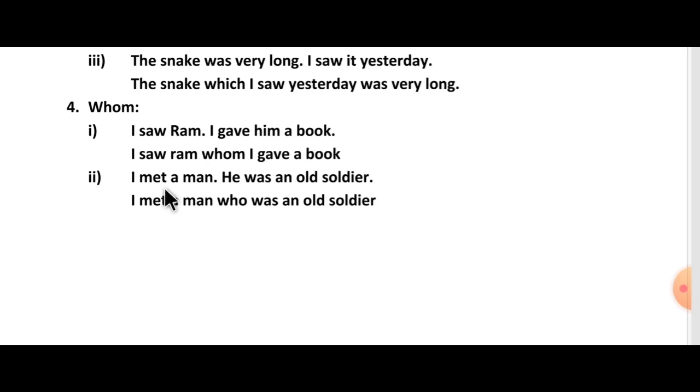And the second sentence: I met a man. He was an old soldier. Here, a man and he, these two are related words. In the second sentence, you should remove the pronoun and add who, so that it becomes a clause. That clause should be added after a man. The answer is: I met a man who was an old soldier. Hope all of you understood how to combine the sentences with the given relative pronouns.